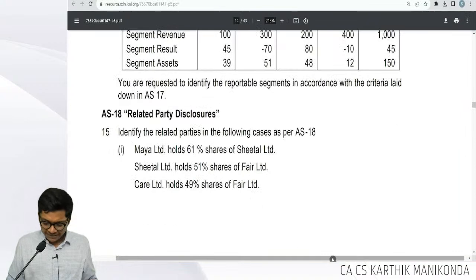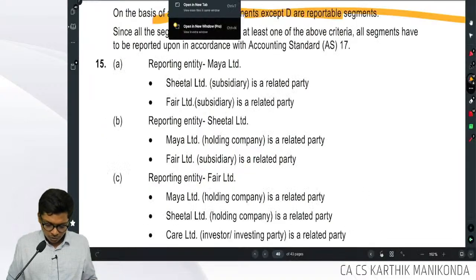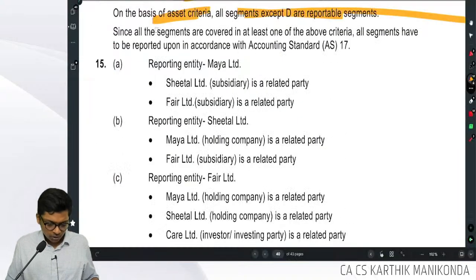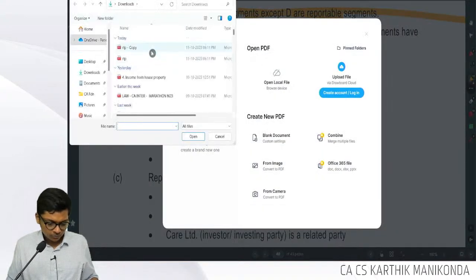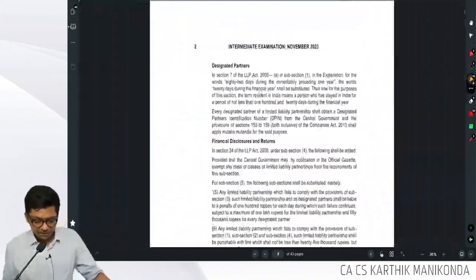Now if I go to AS18, related party transactions. Hold on, I'll just try to do something. It becomes easier. Yeah. So I can write with the questions itself. So we can stay on the same document.